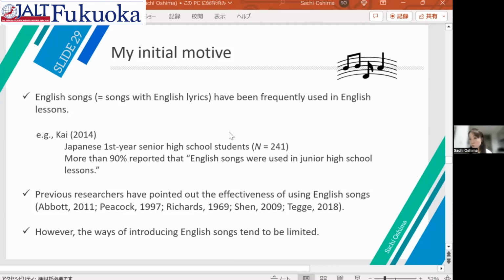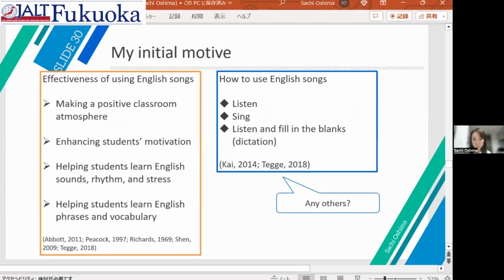And also previous researchers have pointed out the effectiveness of using English songs. I will explain what kind of effectiveness or benefit in the next slide. However, the way of introducing English songs tends to be limited. That is what I want to say. So, second point: previous researchers have pointed out the effectiveness, but the way of introducing English songs tends to be limited. More specifically, what I mean is this.